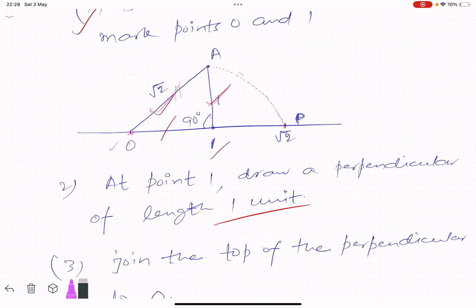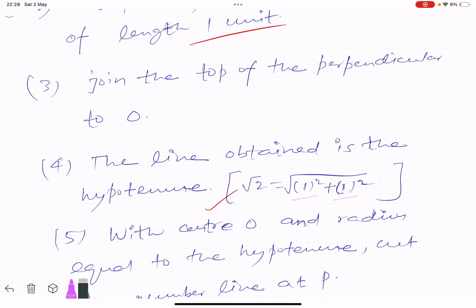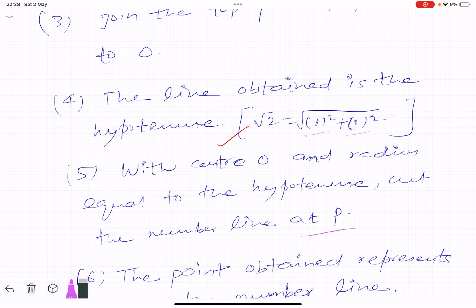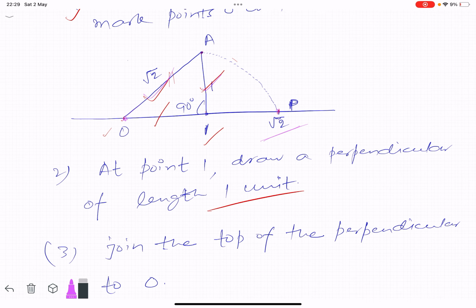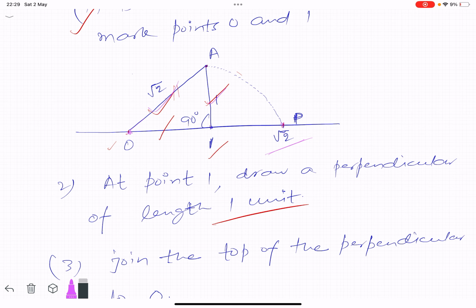That will represent point P on the number line. So root 2 is with center O and radius equal to hypotenuse. Cut the number line at P. The point obtained represents root 2 on the number line. So point P represents root 2 on the number line.